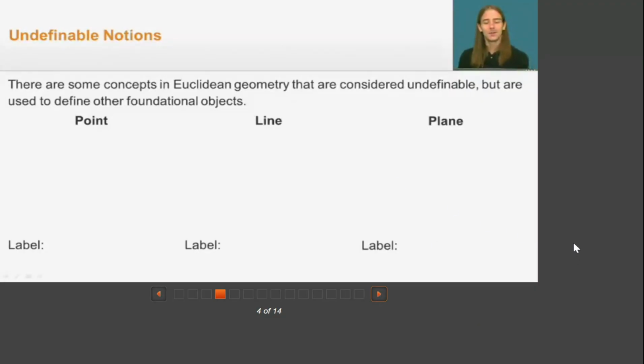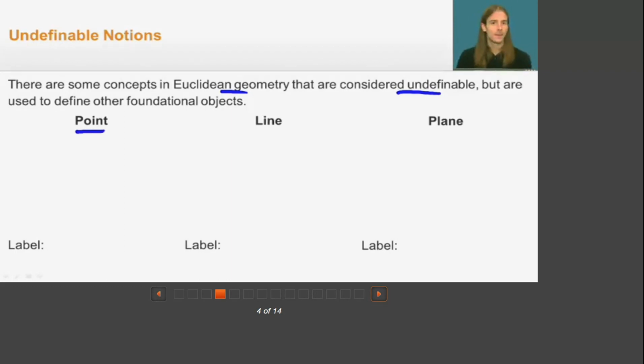There are some concepts in Euclidean geometry that are considered undefinable but are used to define other foundational objects. The reason that these objects are considered undefinable is because in mathematics, we need definitions that are precise and clear, and we also need a starting point. These are the starting points for Euclidean geometry.